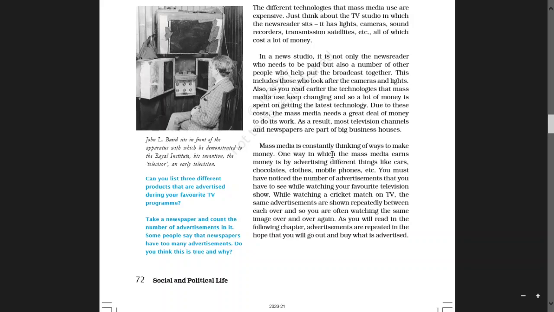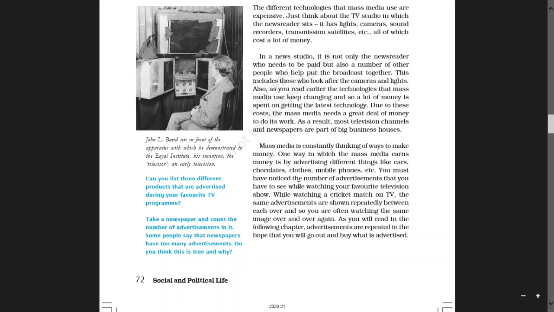One way in which the mass media earns money is by advertising different things such as cars, chocolates, clothes, mobile phones, etc.